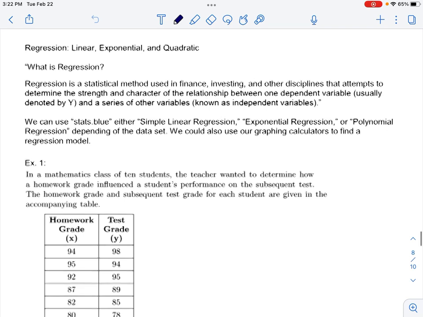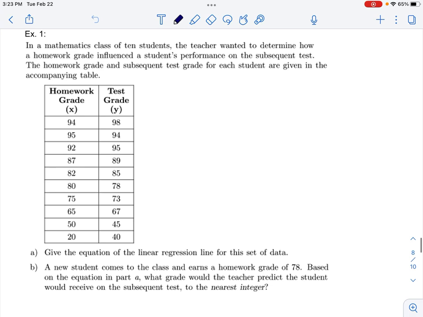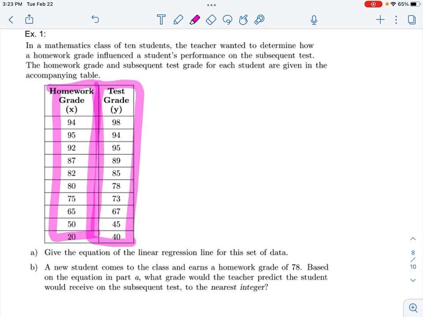So our first example here: in a math class, we have 10 students, and the teacher wanted to determine how a homework grade influenced a student's performance on the subsequent test. The homework grade and subsequent test grade for each student are given in the table. So you've got your table of homework grades, which is written as X, and you have your table of test grades, which is written as Y.